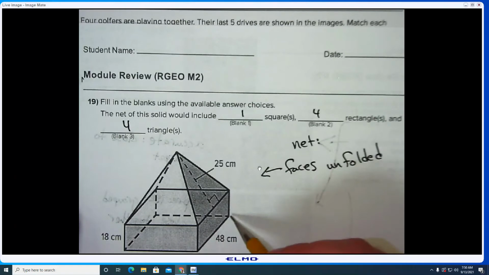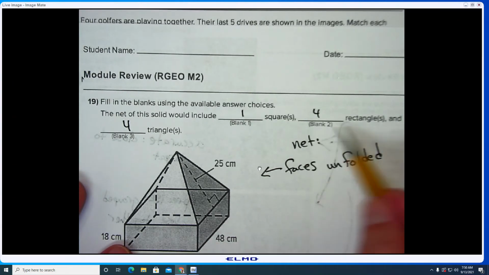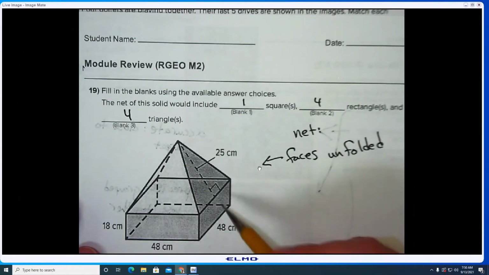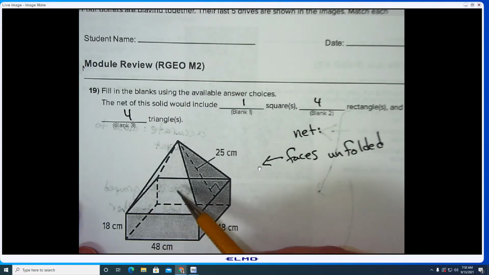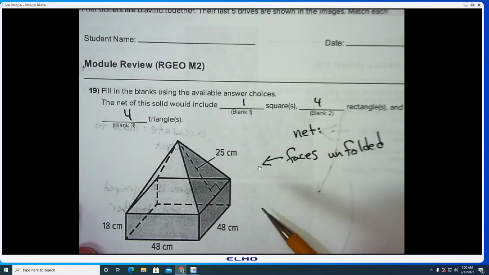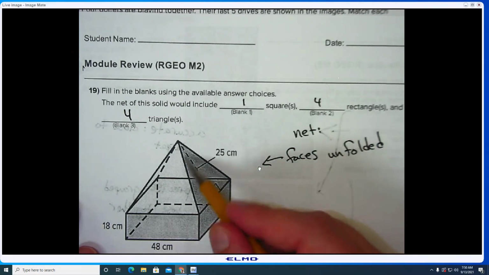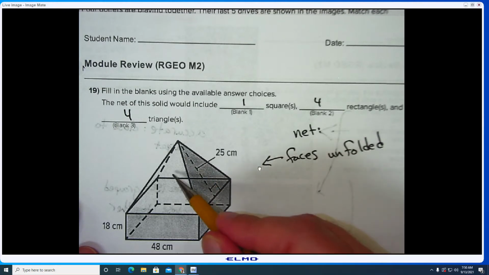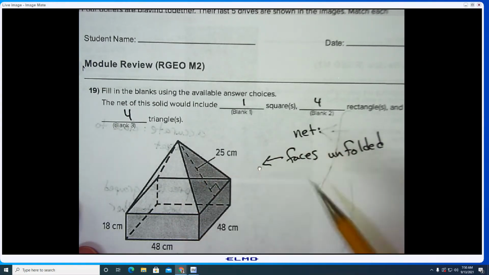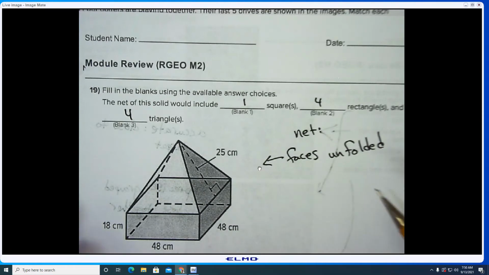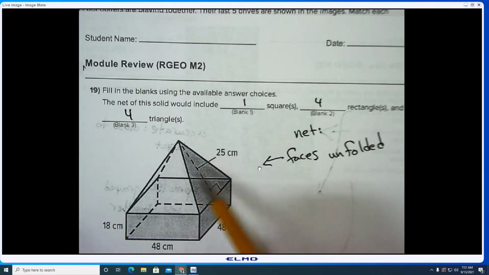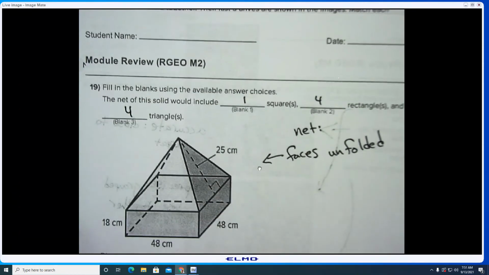So when we look at it, we would see one square on the bottom here. There's a 48 and 48. So that net will have a square for the bottom. The rectangles would be this one: right side, front side, left side, back side. Those are all rectangles. There's 4 of those. And how many triangles? Same thing, the right side, front side, left side, and back side have the 4 triangles. If we're doing volume, we'd have to do it separately with the square pyramid and the cube.